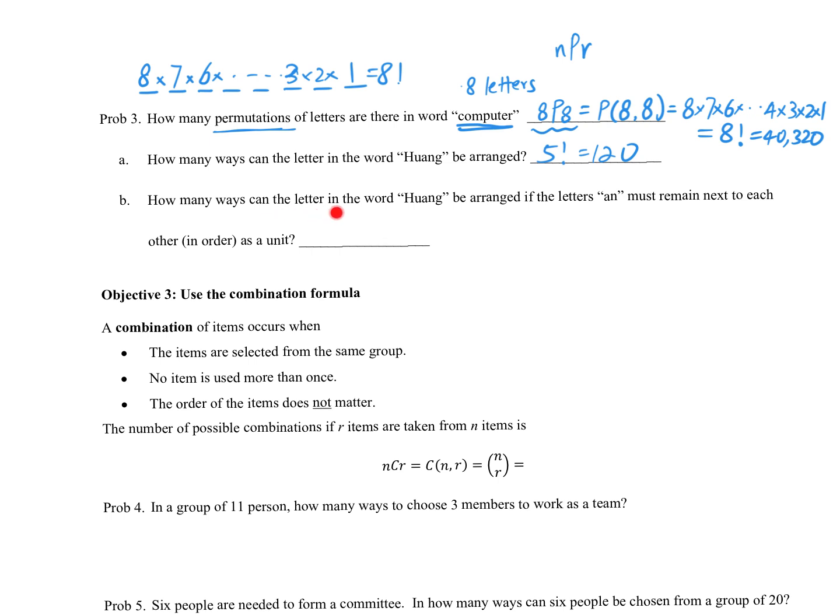Now, let's look at some variation of this type. How many ways can the letters in the word HUANG be arranged if A-N, this A-N, must remain next to each other in its order? You cannot use N-A, it has to be A-N as a unit. I strongly encourage you, pause the video, think about it before you resume.